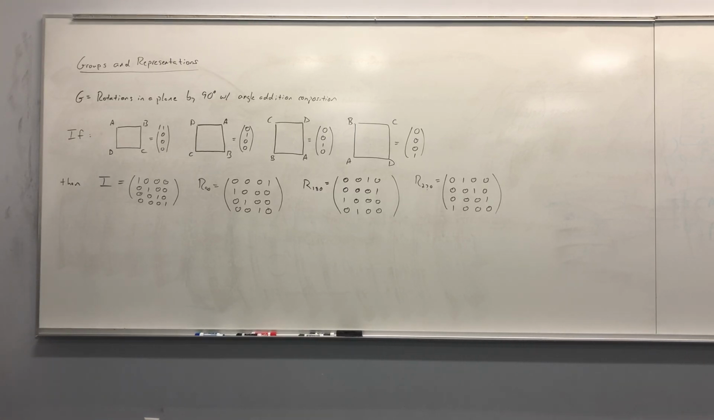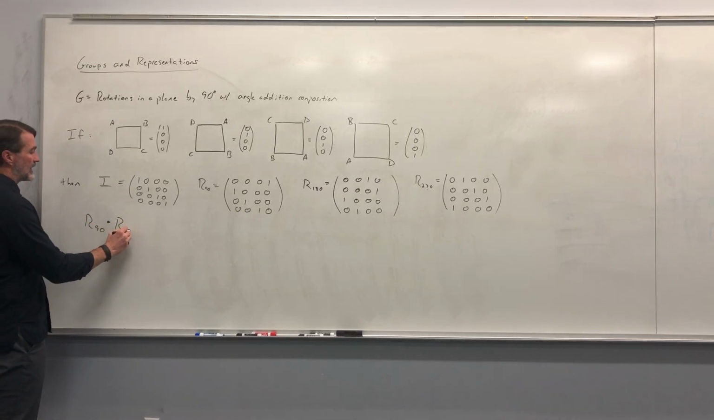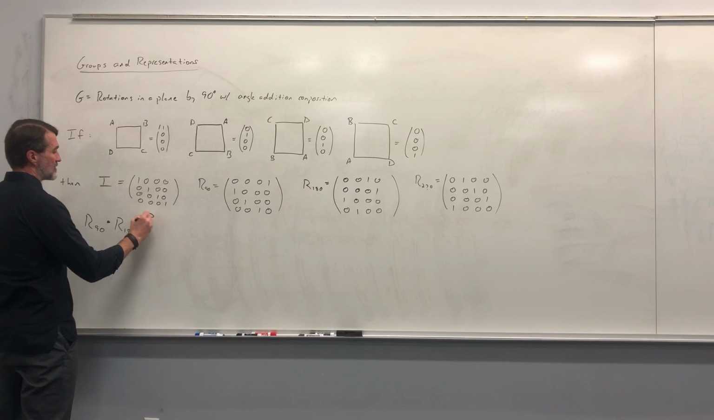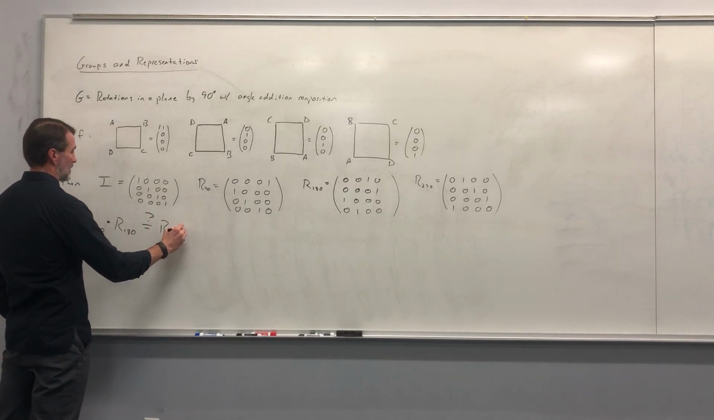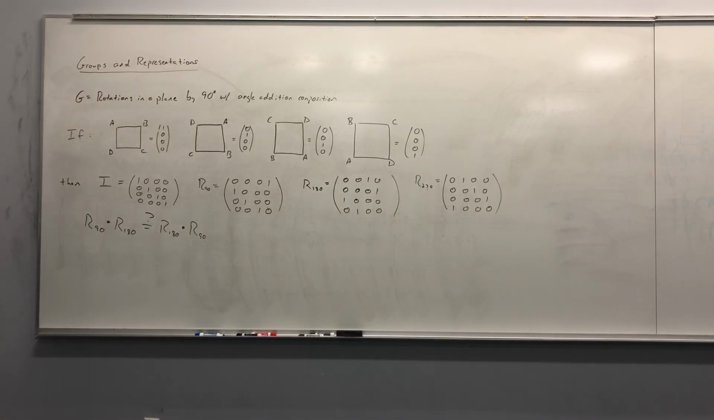Now, is this Abelian? In the sense, if I take R90 and compose it with R180, is that the same as R180 composed with R90? What do you think?